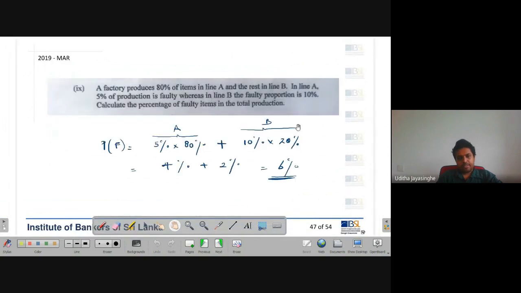Quick recap. This question, I think we discussed last week also. A factory produces 80% of the items in A, with 5% faulty, and 10% faulty in the other side, B. I think this is a repeating question, sorry about this. And so the probability of faulty is 6%. We discussed the same question last week, sorry.